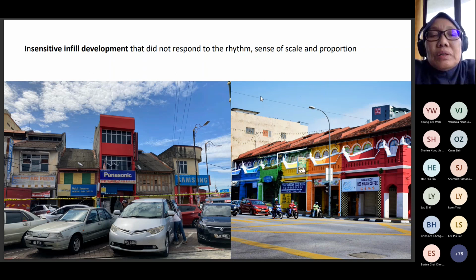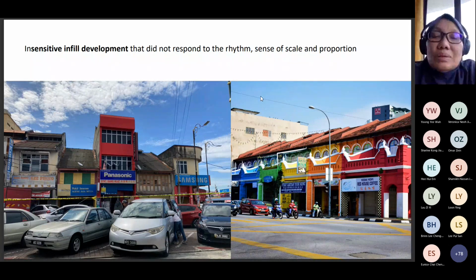Another problem we have in the towns, the historic townscape, is the insensitive infill development that does not respond to the rhythm, sense of scale and proportion. Sometimes you have a row of shop houses that already has a good rhythm and repetition of elements, with a good sense of scale and proportion. And suddenly we have one infill development that breaks the whole rhythm, and the whole group value or sense of unity is destroyed by just one single insensitive infill development.